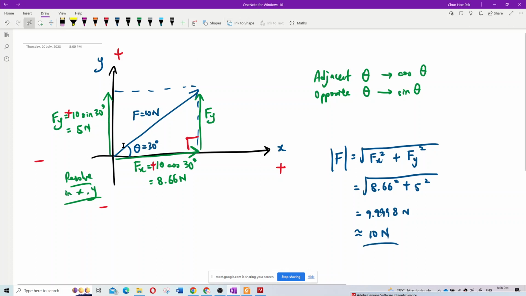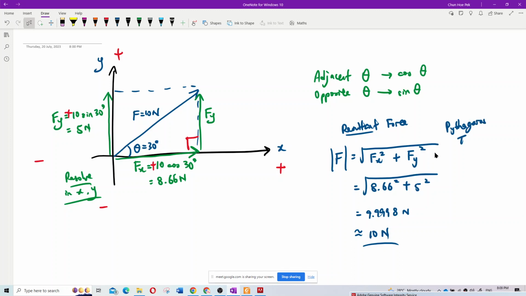So we can break the vector into two components. We also can combine the two components back to the resultant force. This is what we call finding the resultant vector, the resultant force. To find the resultant force, we use Pythagoras theorem.